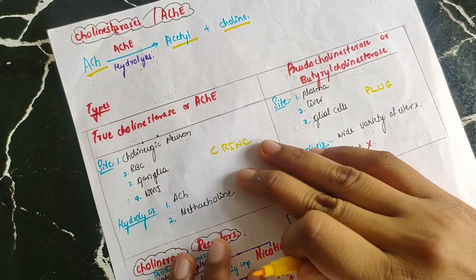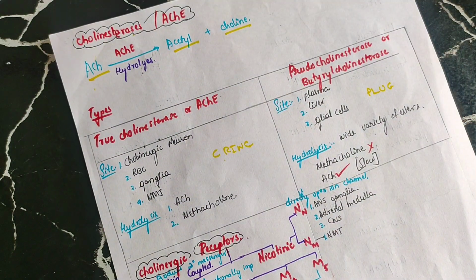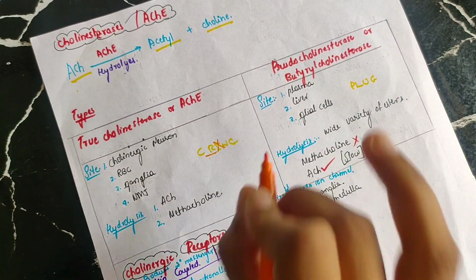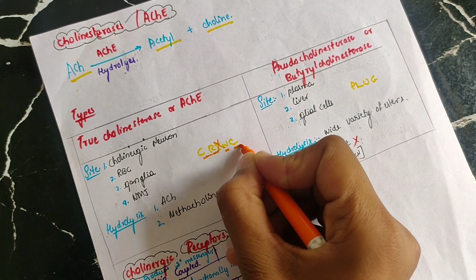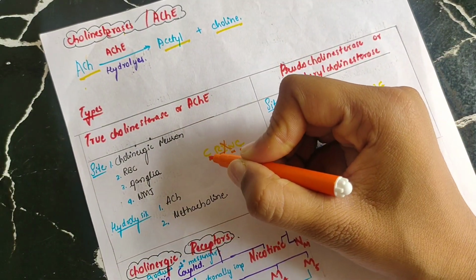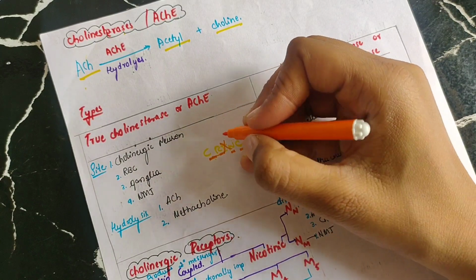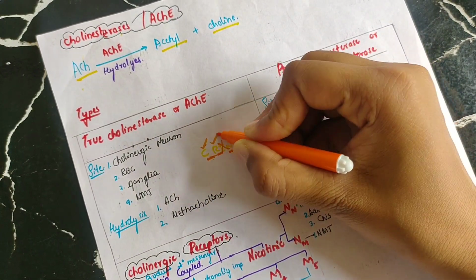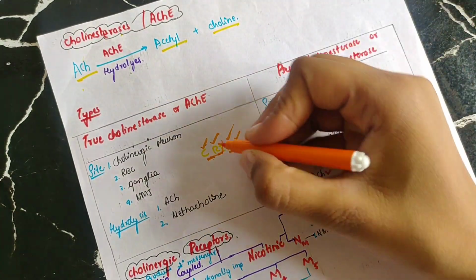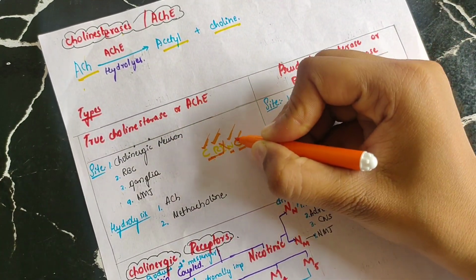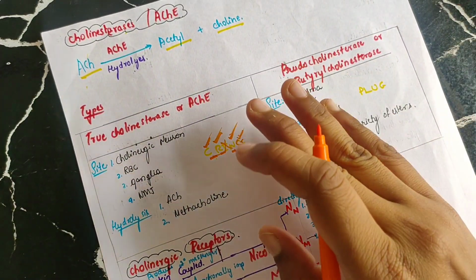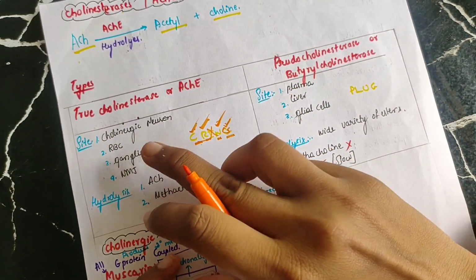You can remember through this mnemonic, C RING. In C RING, only I is not there: C, R, N and G. For C, cholinergic neuron: in all cholinergic neurons, true cholinesterase or acetylcholinesterase is present. R is RBC, N is neuromuscular junction and G is ganglion. So with the mnemonic C RING, you can remember the sites where you locate true cholinesterase.